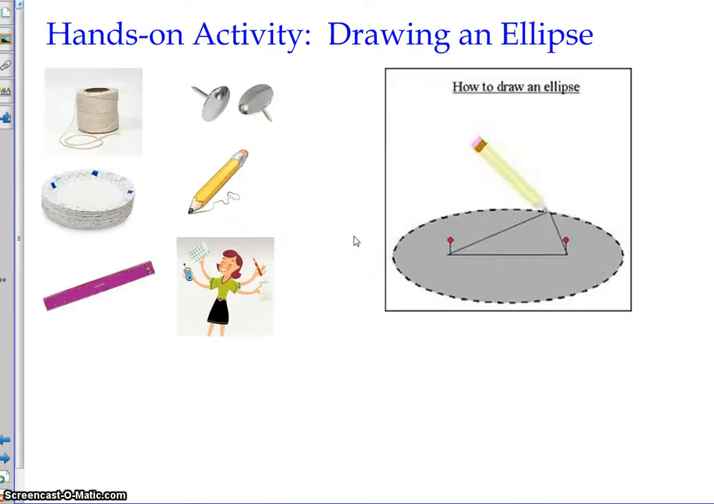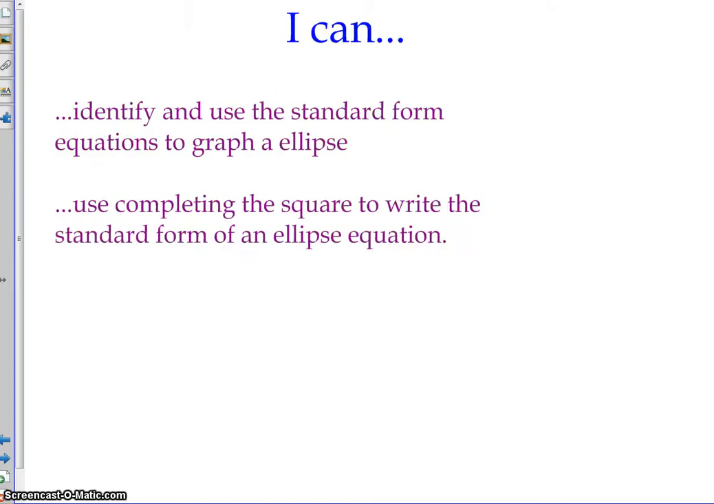Now we're going to do an in-class activity where we're drawing an ellipse. So we're going to go through, okay, how do we draw an ellipse? And these are all the different things we need to draw an ellipse for our hands-on activity. So make sure that you get a chance to do that. If not, talk to me.